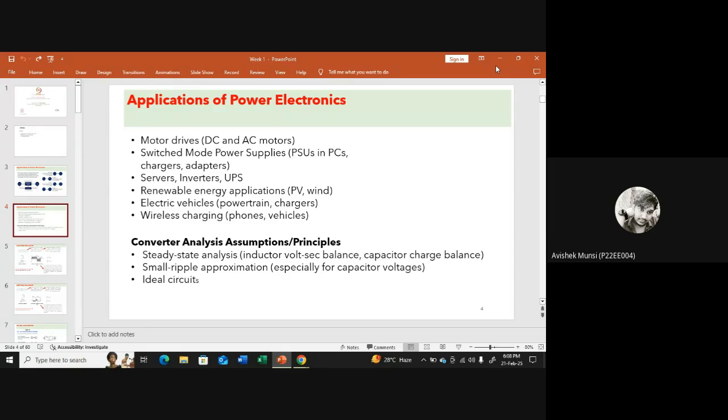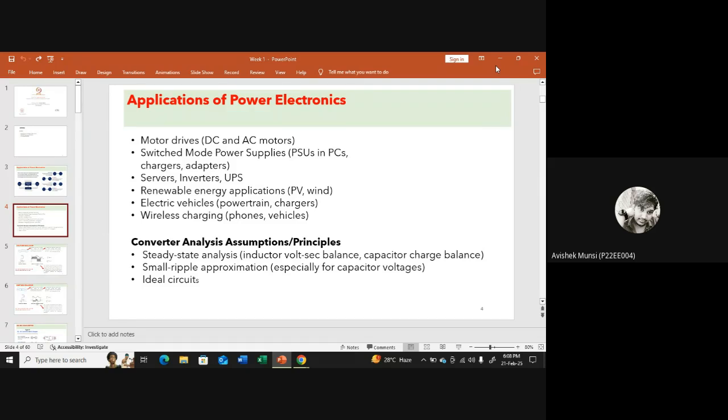Another function of power electronic converters that is very popular recently is wireless charging systems, the wireless chargers, in which an HB DC-DC converter is used, where we are wirelessly sending the power from one end to another. That is also a power converter application.